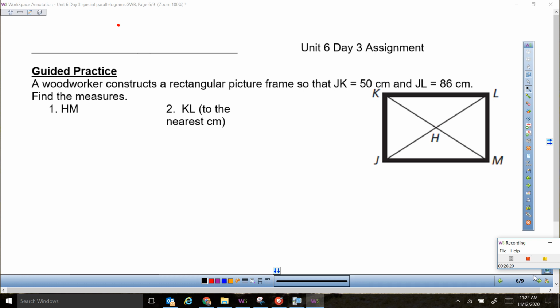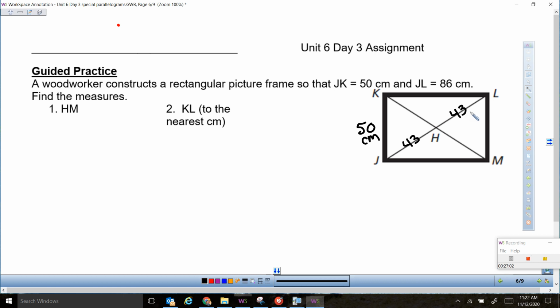Okay, guys, practice. It says a woodworker constructs a rectangular picture frame so that JK is 50 centimeters. JL is 86 centimeters, so JL is going to be the diagonal. And what do we know about diagonals of parallelograms? They bisect each other. So if the whole diagonal is 86, then what does bisect mean? Cut it in half. So if I take 86 and cut it in half, what is each half of the diagonal? 43. This one's also 43.